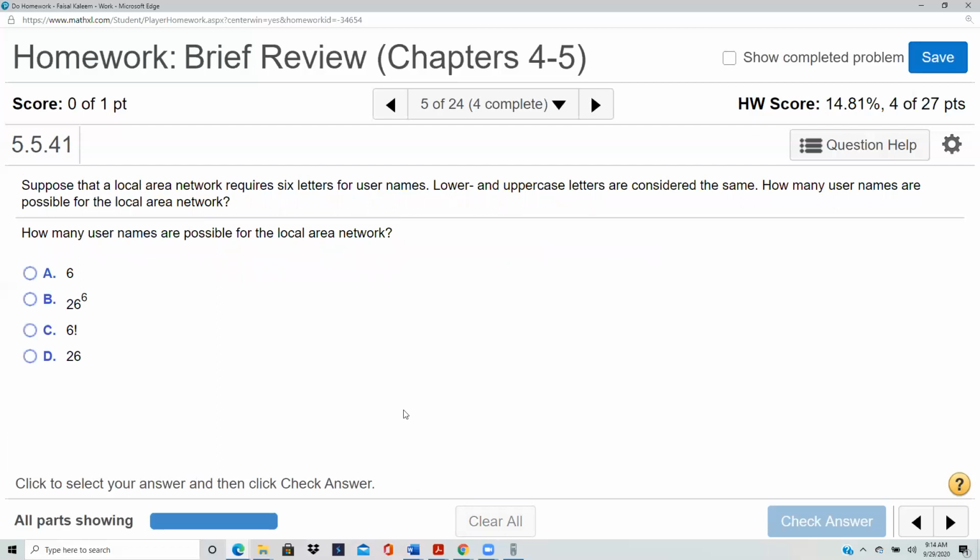Suppose that a local area network requires 6 letters for usernames. Lower and uppercase letters are the same. How many usernames are possible? Okay. So does it say that you cannot repeat a letter? No, it doesn't. So then it means you can repeat. So you have 6 letters. How many choices do you have for the first spot? You can put anything of the alphabet in the first spot. So how many choices?